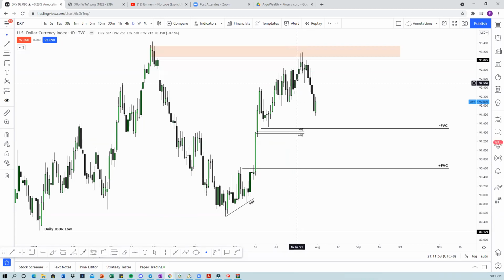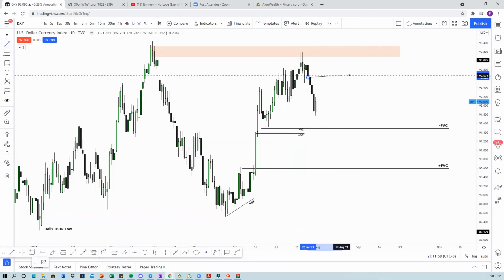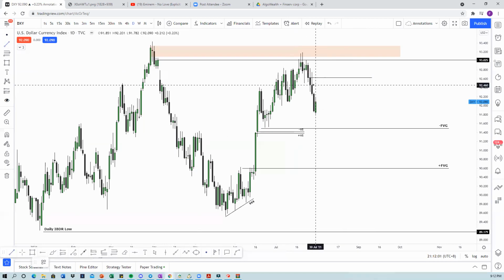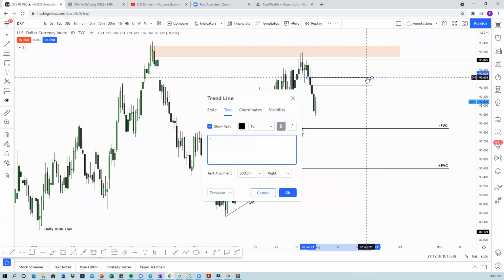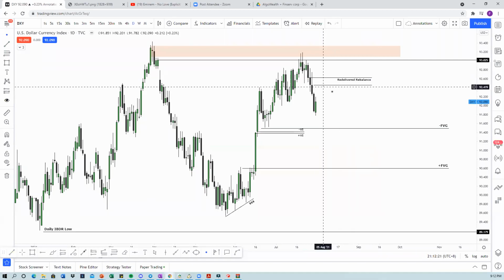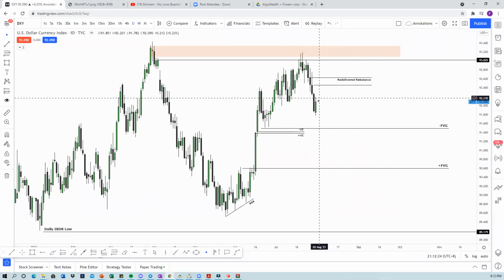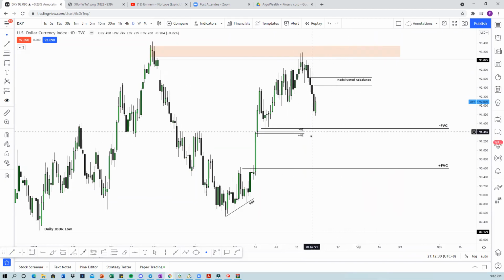So we should be seeing some form of sensitivity from this point here to over here. Now why am I looking at this point? Because this is delivered rebalance. Okay, redelivered rebalance. So if price is going to go up there, redelivered rebalance, we should expect some form of sensitivity from here to the downside towards our drawn liquidity, which is the volume imbalance for now, or at least for the week. Okay, so that's all with the dollar index.